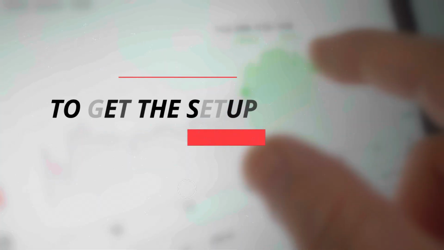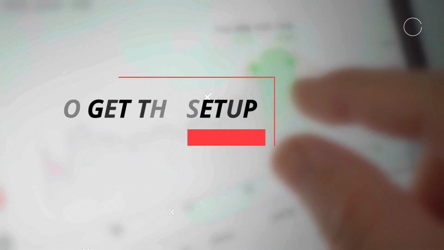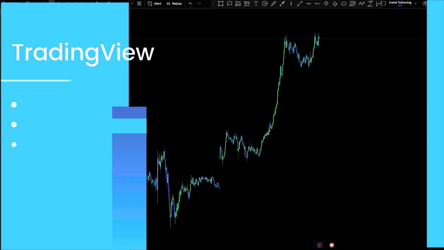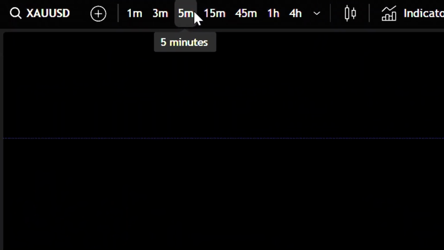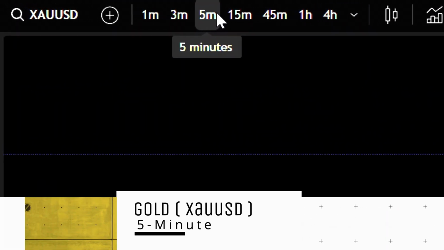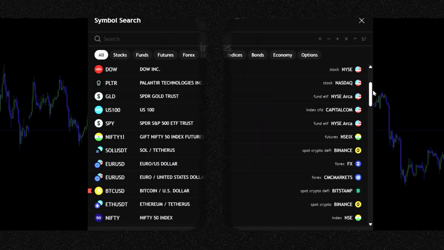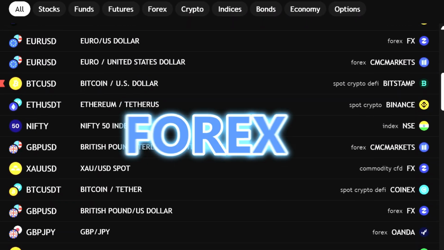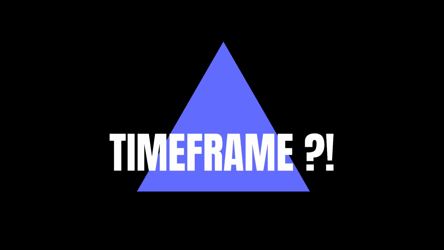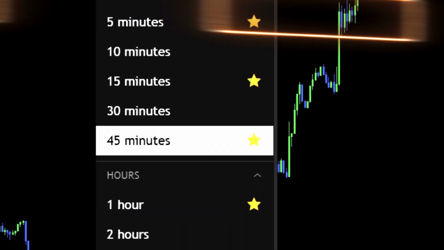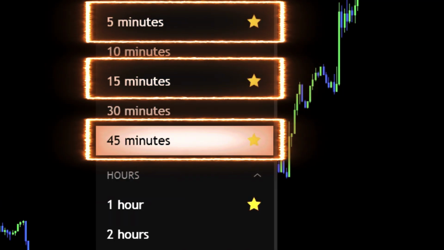Let's go. Okay, so to get this set up, it's super simple. Just open up your TradingView platform. You can pick any trading pair you want. I personally recommend gold on the 5-minute chart to start, just because I found it to be so effective. But honestly, the cool thing about this indicator is that it works across the board. Forex, crypto, stocks, futures, anything. And for time frames, you generally get better results sticking to 5, 15 or 45-minute charts.